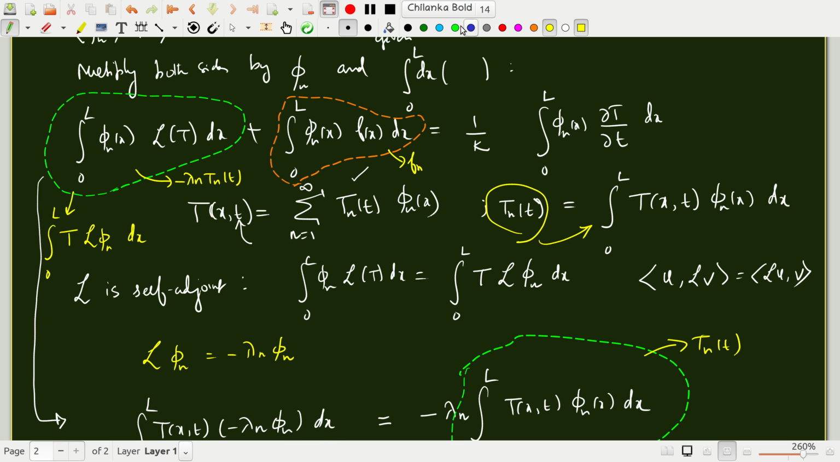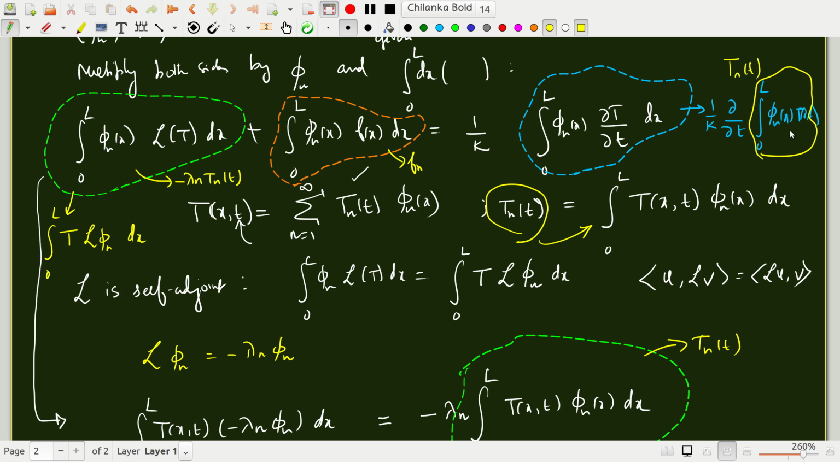Now let's look at the third term, the term on the right side. Here t is time, partial t is a function of only time, and the integral is only over x, so I can write this as 1 over k partial t of integral 0 to L phi n of x t of x t. Now this is nothing but Tn of t, again from the definition of Tn of t.